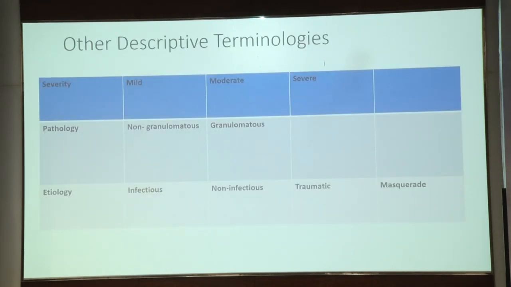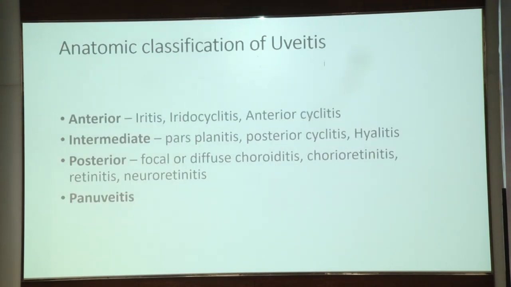And then we have to see whether the attacks are mild, moderate or severe. Also, the pathology is very important, whether it is non-granulomatous or granulomatous. And coming to etiology, we have to differentiate whether these are infectious, non-infectious, traumatic, or it is a masquerade type of uveitis.